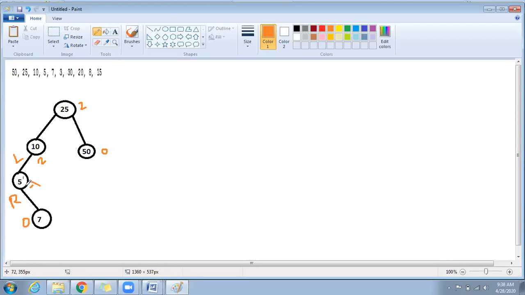LR means from bottom up I have to do. First these two I have to do left rotation. If I do left rotation, what will happen? Just imagine I'm just doing left rotation. 5 will come down, 7 will go up. So the structure will be 10 and then 7 and then 5.